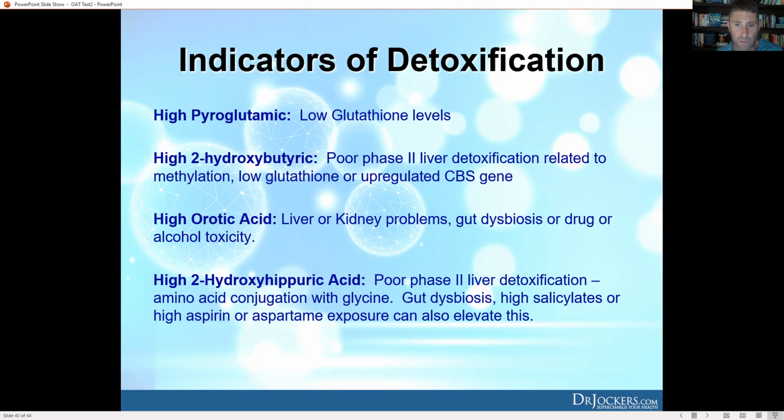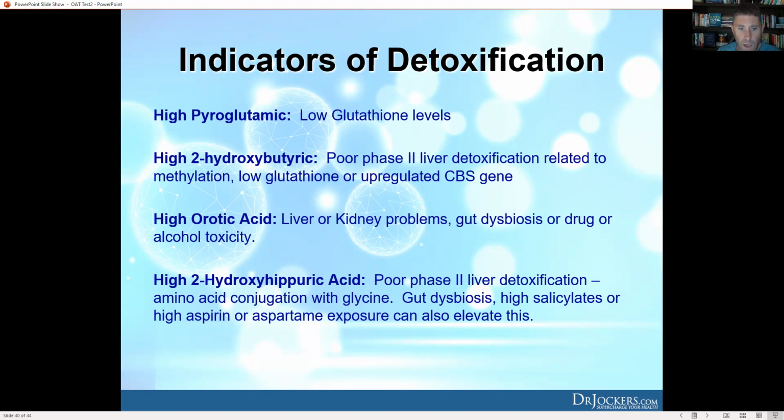High orotic acid, oftentimes liver or kidney problems, gut dysbiosis can contribute to this, or drug or alcohol toxicity can also be related to high orotic acid there. So you may have a lot of ammonia producing bacteria. So we may need to really improve your bile flow to help move some of those things out, improve your stomach acid levels, possibly some antimicrobials. So, we're going to compare that with the dysbiosis markers.